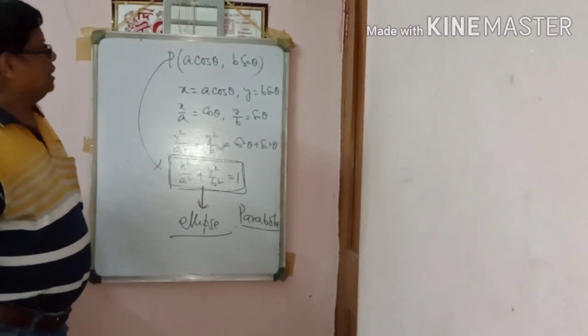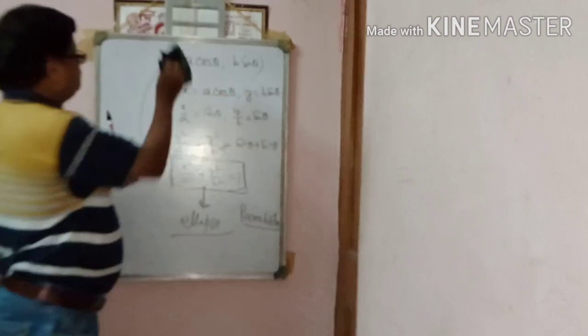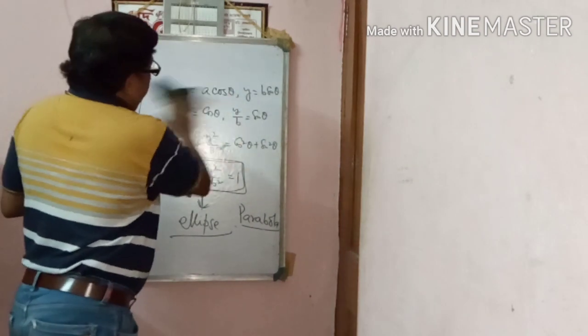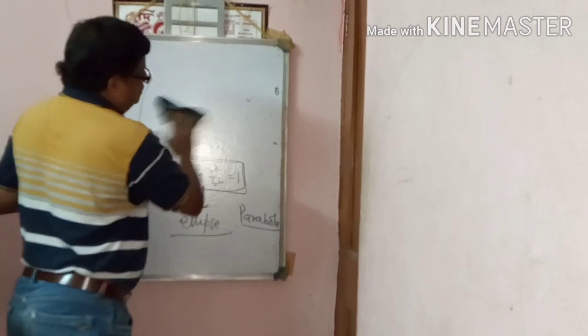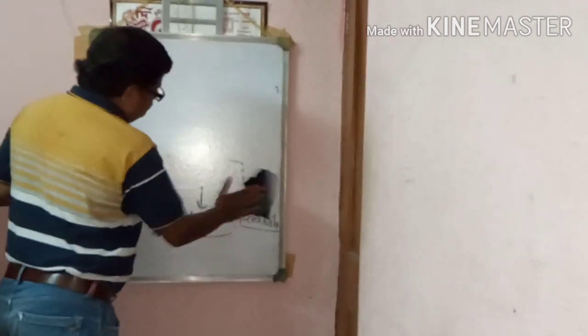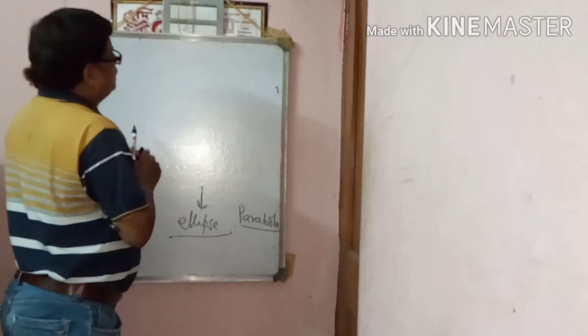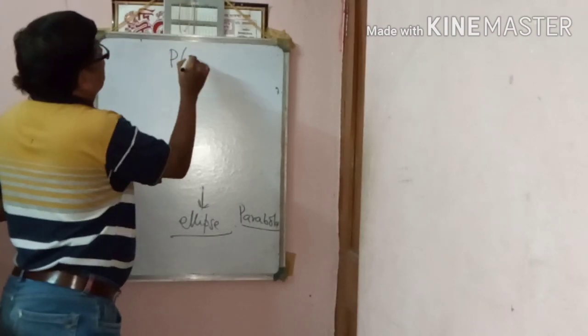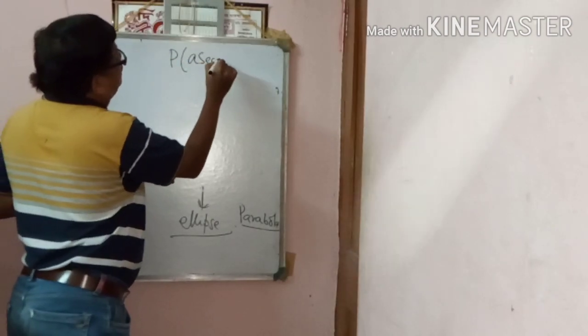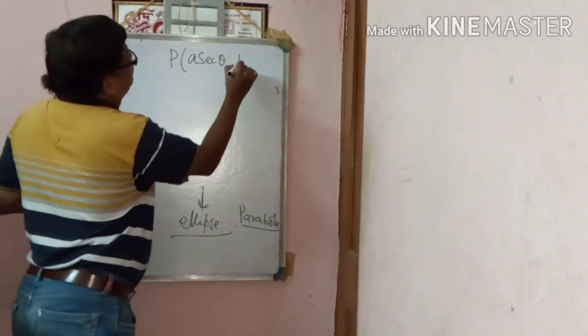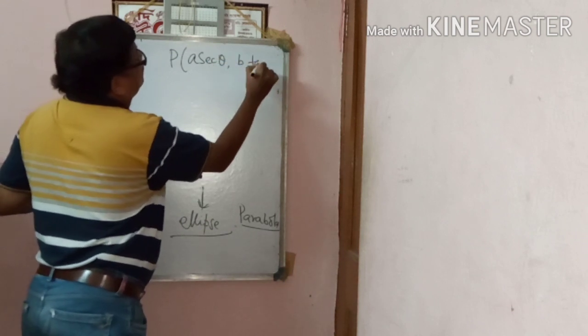Suppose the coordinates of a point are given. P is any point, given as (a sec theta, b tan theta). This is given.